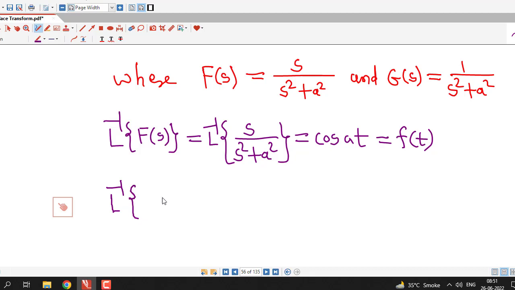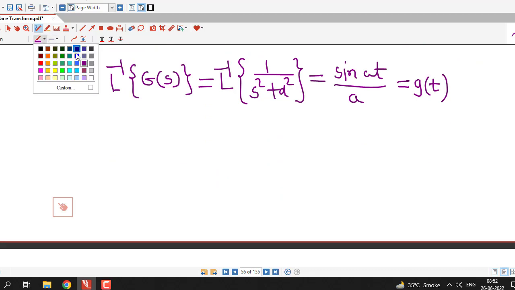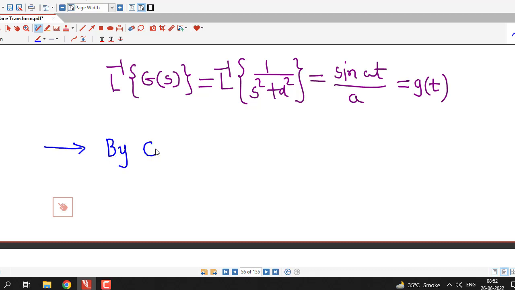Similarly, we write inverse Laplace transform of capital G. Capital G is 1 divided by s square plus a square, and inverse Laplace transform of 1 divided by s square plus a square is sin at divided by a, and this we denote by small g. Now once we have inverse Laplace transform of capital F and capital G, we can apply convolution theorem to find out inverse Laplace transform of the product of F and G.